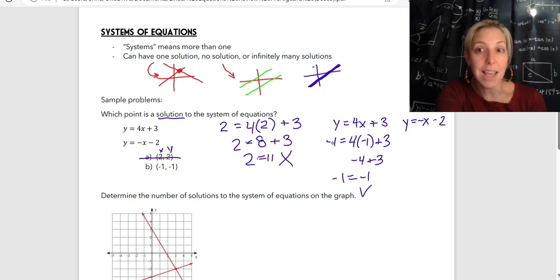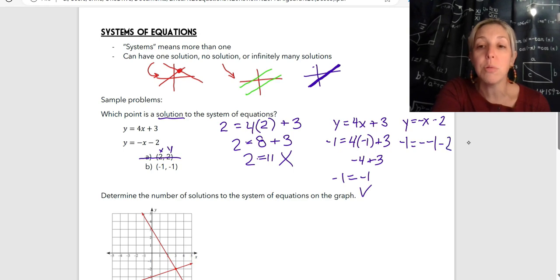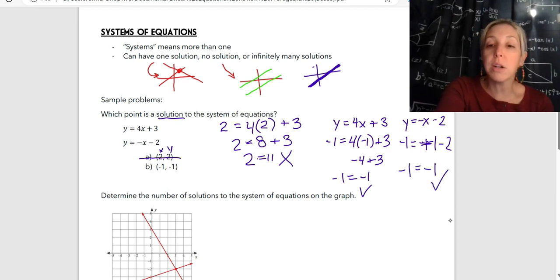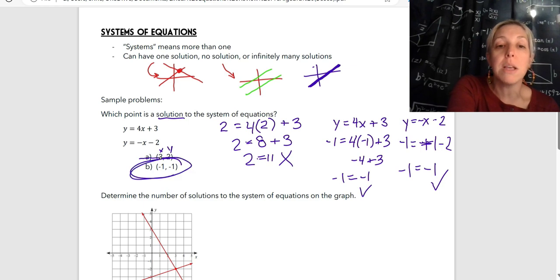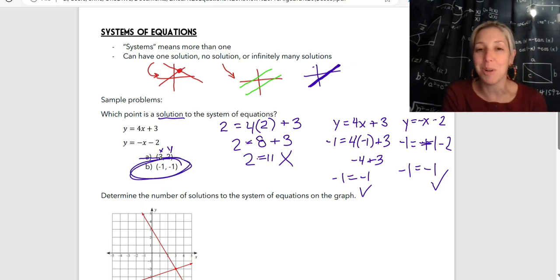Now let's check it in the second equation just to be sure. So -1 equals, watch your negatives here, -1 minus -2. Those double negatives would turn into a positive. +1 minus 2 is -1. So that does work in both equations, so that would be our correct answer. That's how those work. All right.